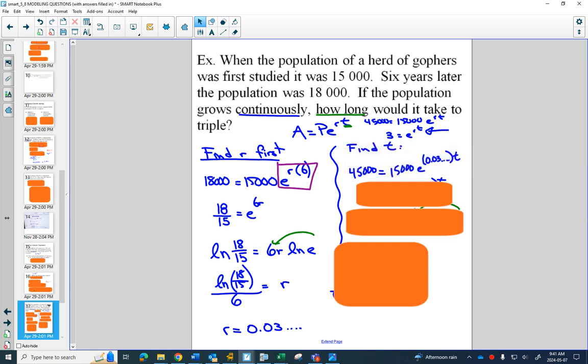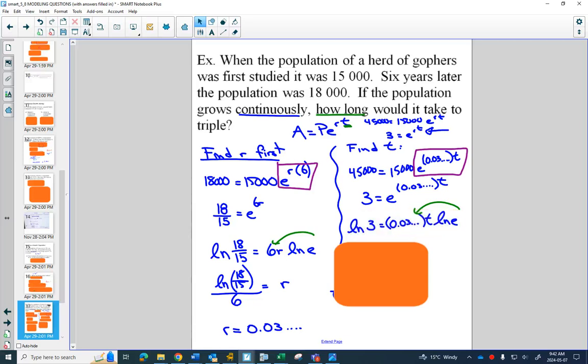It doesn't matter if you use the 15,000 or the 18,000, because if it's going to triple, when you get your power all by itself, I'm going to get a 3, because it's tripling. If you used 18,000 to 54,000, and you simplified, you'd get a 3 that way as well. Now I can take the natural log of both sides. Again, I've got the dot, dot, dot saying I'm using all my decimal places. And I solve for t and get 36.15 years.